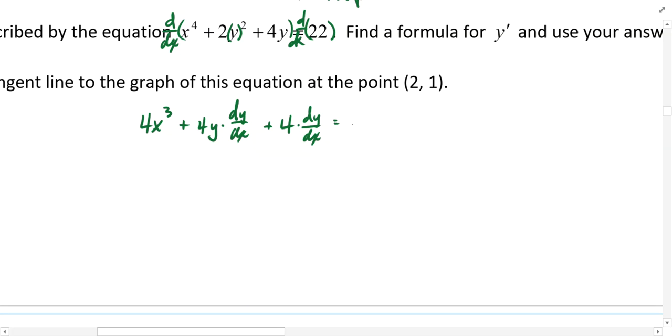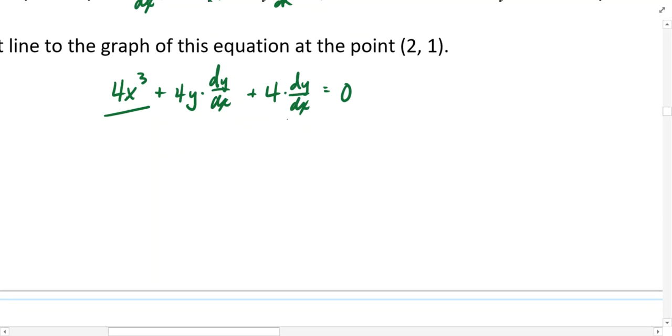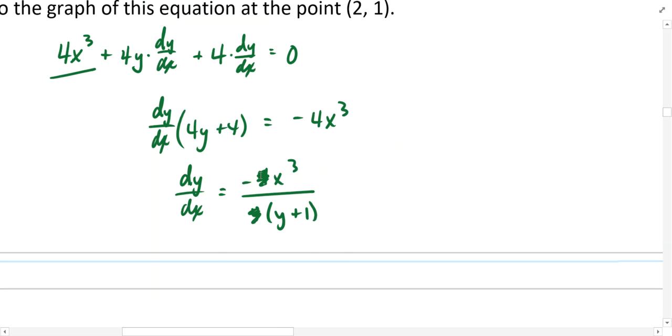And now the derivative of any constant with respect to x is still 0. So we're going to subtract the 4x cubed to the right-hand side and factor out dy/dx from the remaining terms. So dy/dx is going to multiply by 4y plus 4, and that's going to equal negative 4x cubed. And so lastly, when we isolate dy/dx, the derivative of y with respect to x, we have negative 4x cubed divided by 4 times (y plus 1). I'm writing this with the common factor removed so that we can eliminate it and work with this expression as written.